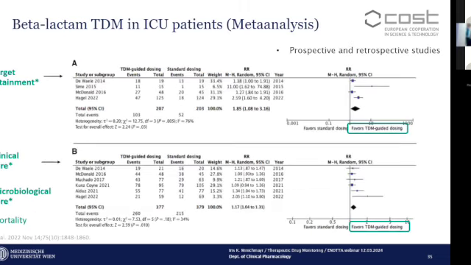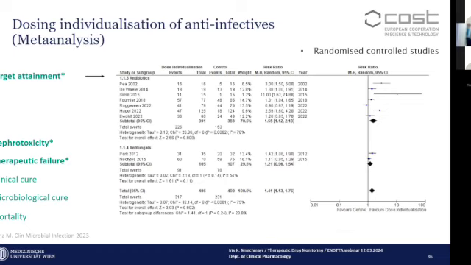Another common outcome parameter in TDM studies is target attainment. Clinical and microbiological cure and particularly mortality are far more difficult to show, not least as the sample sizes of TDM studies are frequently rather small. And as you see here, for another meta-analysis, the direction of the diamonds hints towards a benefit of dosing individualization, both for the significant and for the non-significant outcome parameter.